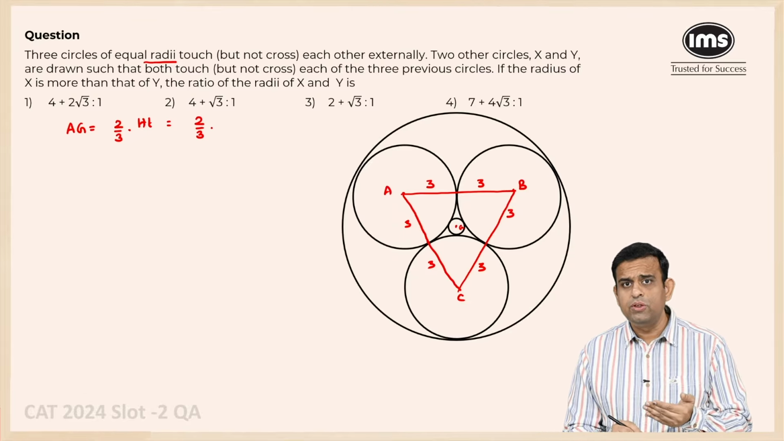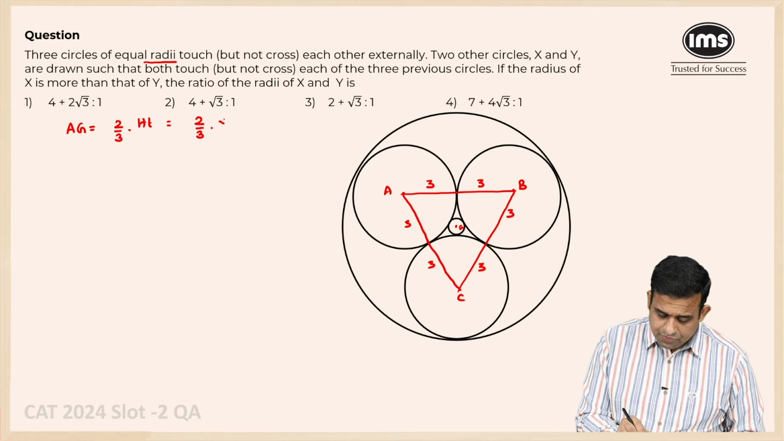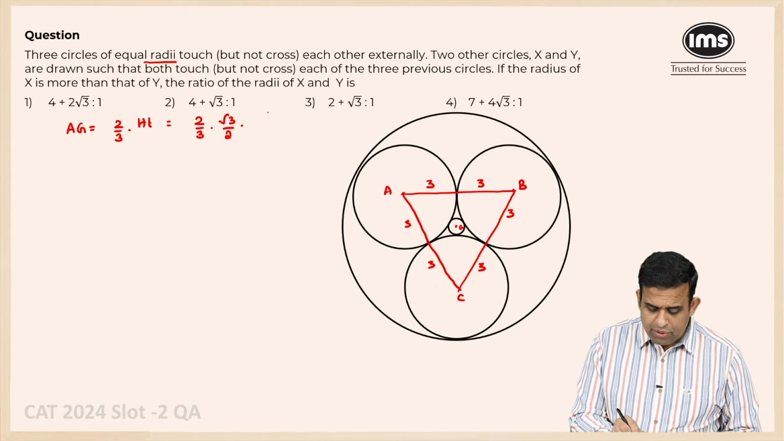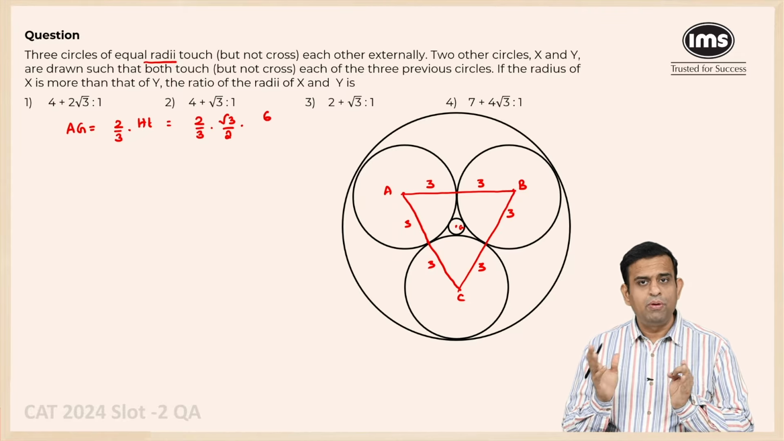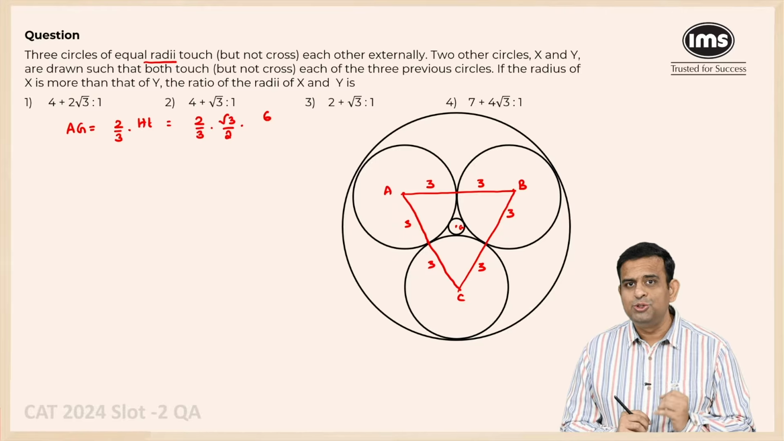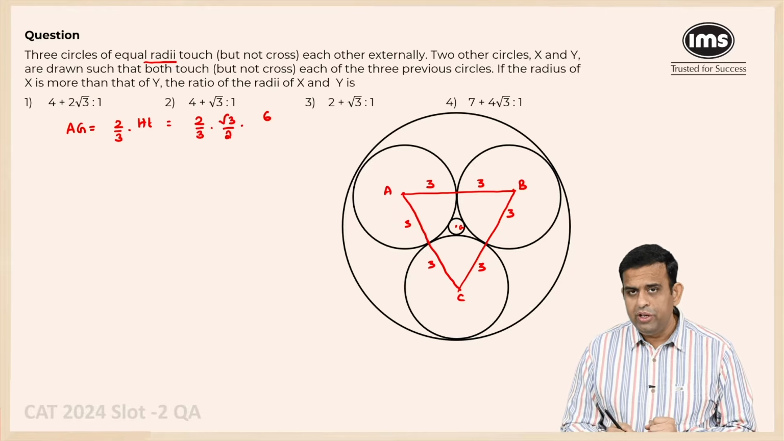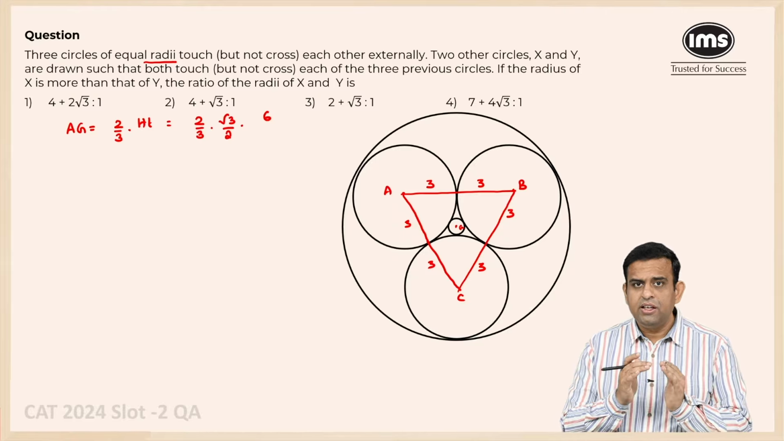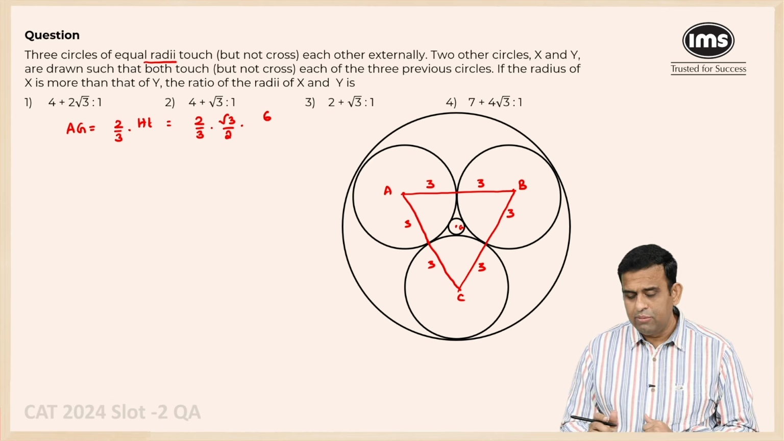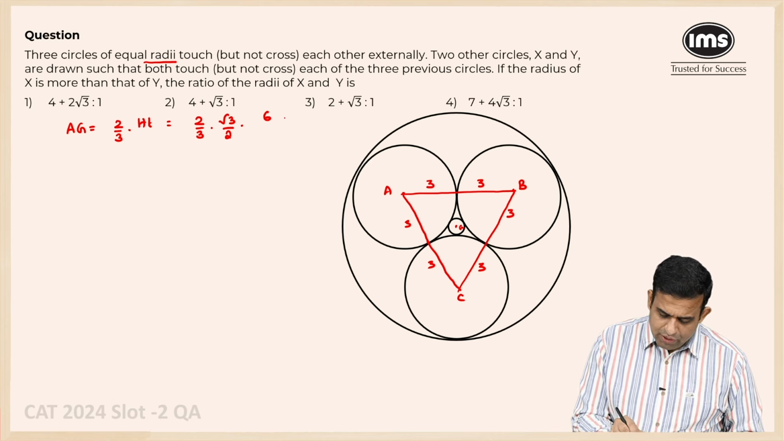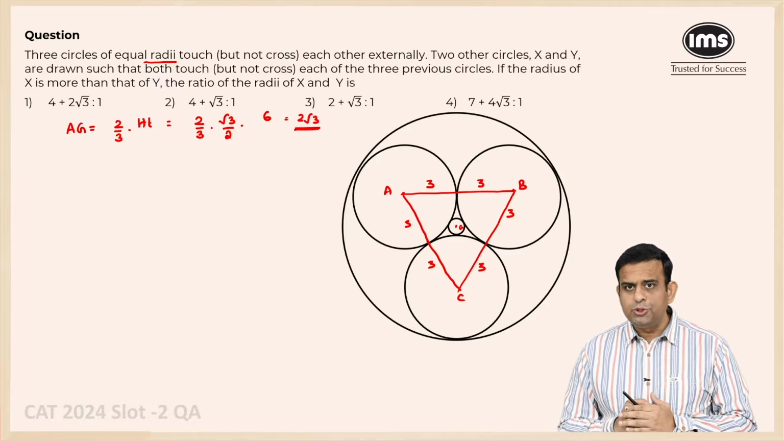It is root 3 by 2 times the side, and the side is equal to 6. So I hope people now got the logic of why I assumed the radius to be 3, such that the equilateral triangle becomes of side 6, and this part will be equal to 2 root 3. So AG is equal to 2 root 3.